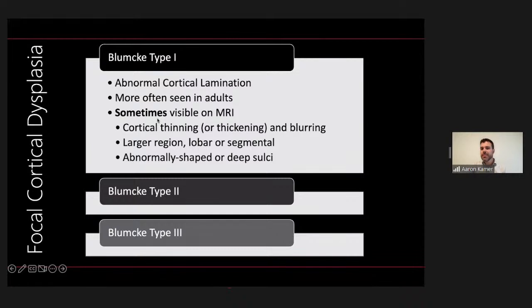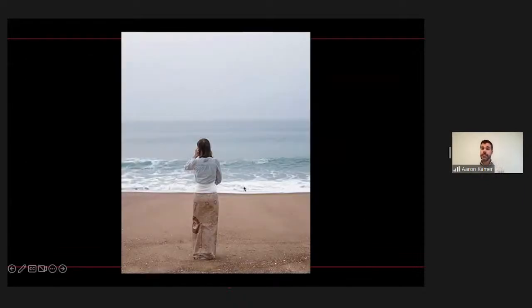Type 1 is sometimes visible on MRI. It's more often associated with cortical thinning than it is with thickening, but sometimes thickening. And it is associated with cortical blurring. And it tends to be a much larger region, which, because it's a little bit more subtle and a little bit larger area, makes it more difficult to focally identify. Sometimes the biggest thing you'll notice is these abnormally shaped or sometimes very deep sulci. So type 1 is not one that we come across quite as frequently because it can really blend in with its surroundings.